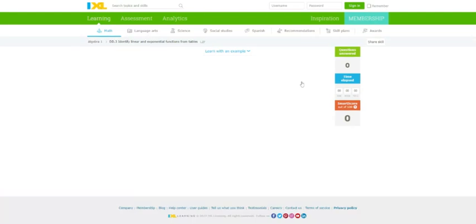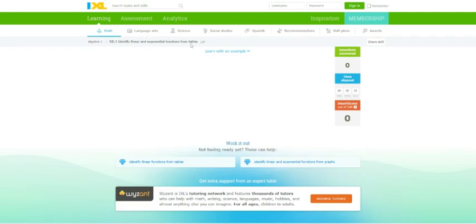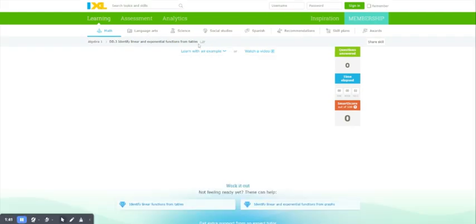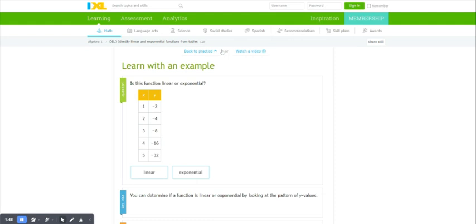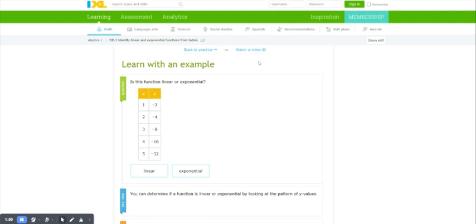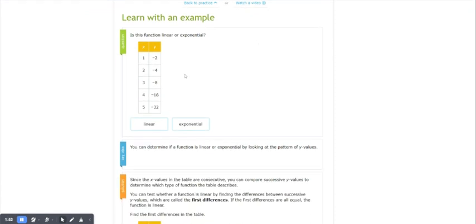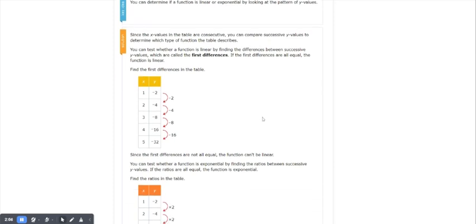So we are here on identifying linear and exponential functions from tables. So the first thing that I'm going to do is I'm going to click on this button that says learn with an example at the top. And I'm going to go through and see how this works, right? So here's an example problem. Here's the key idea. And the key idea for this is that you can determine if a function is linear or exponential by looking at patterns of y values, keyword y values. And then they show you the solution.